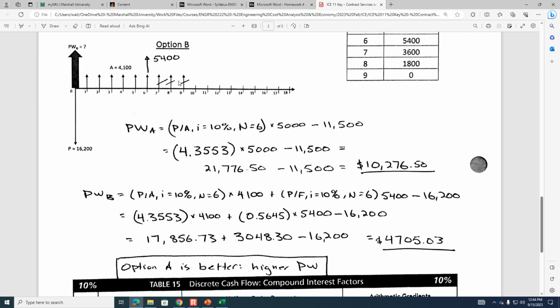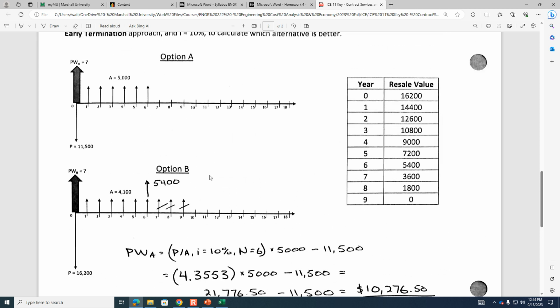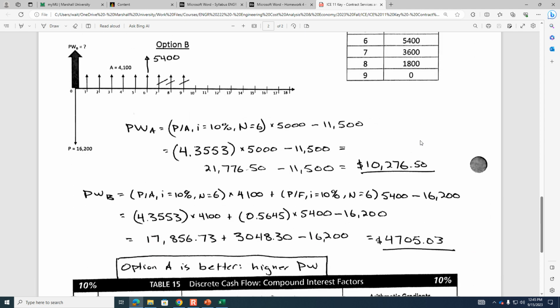So here what we did as far as early termination is we terminated option B 3 years early, canceling out the revenue that we would have seen in years 7, 8, and 9, substituting it with the early sale of the equipment in year 6. So this table told us if we had terminated after 5 years, then the equipment would be worth $7,200. If we terminated after 4 years, it'd be worth $9,000, and so on. So any questions about this problem?